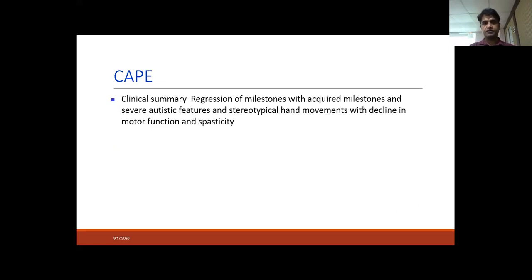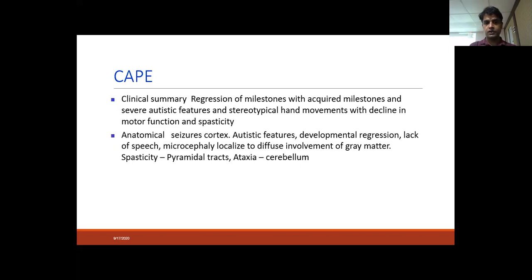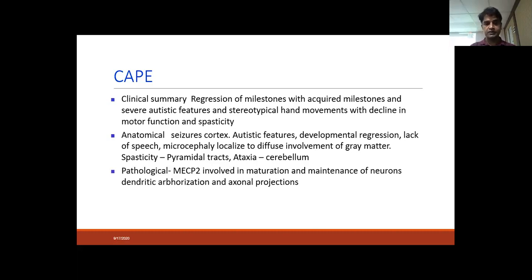So this child presented with seizures. So where is seizure localized to? Cortex. So okay, seizures, cortex, autistic features, developmental regression, lack of speech, microcephaly, they are all localized with diffuse involvement of gray matter. And spasticity localizes to pyramidal tracts. Ataxia localizes to cerebellum. So it's a diffuse involvement. With that pattern, you would suspect Rett syndrome.